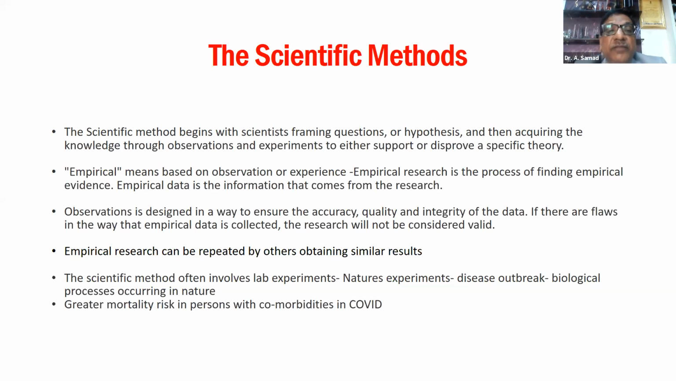Then observation in empirical research, to collect empirical data, is designed in a way to ensure accuracy, quality, and integrity of the data. This is extremely important: when you look at any research paper or any thesis, you have to immediately understand whether the data that has been acquired is the correct data, and whether that data has been analyzed correctly.